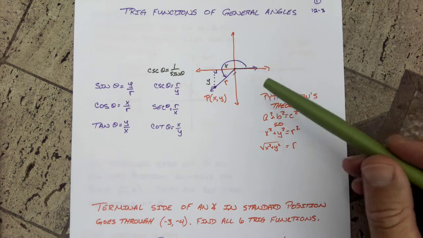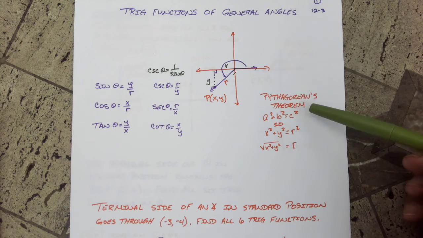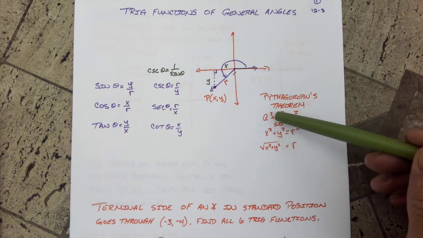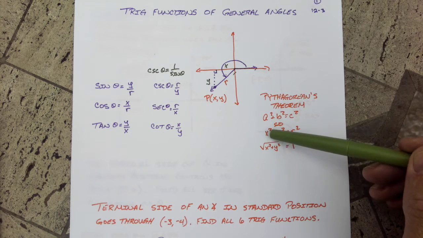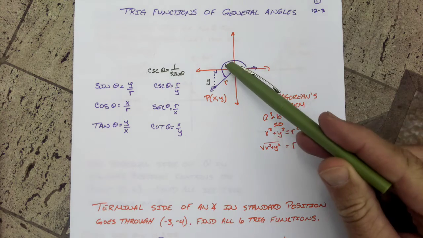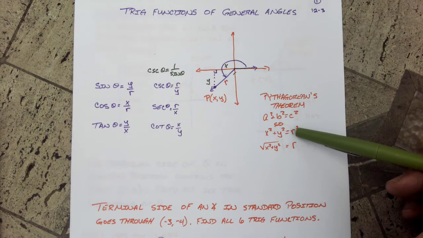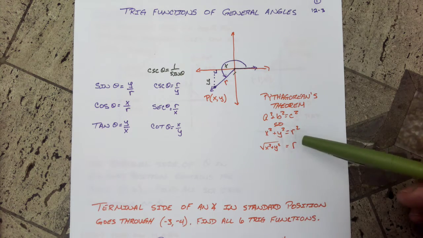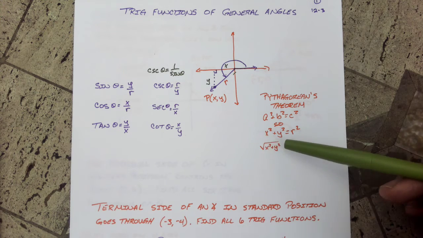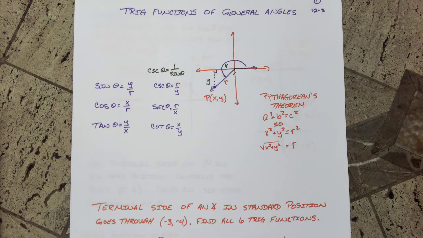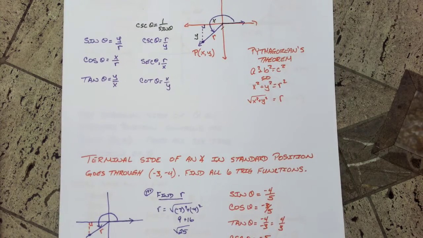Now, if we're ever missing anything, typically r, we use Pythagorean's theorem. You know, from a squared plus b squared equals c squared to x squared plus y squared, two legs, equals r squared, replacing c with the hypotenuse. So the radius will be the square root of x squared plus y squared. All right, so here's what we got going on.